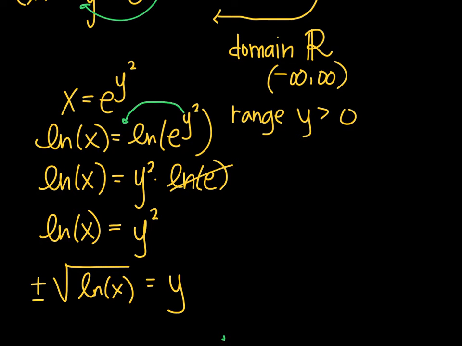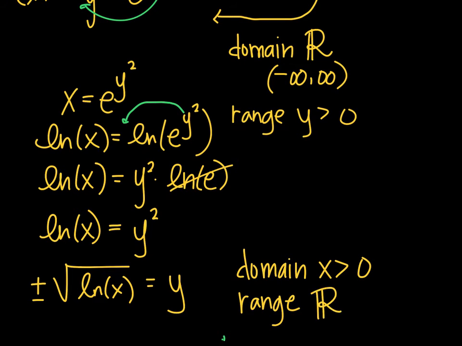And we switch our domain and our range. And so the domain of this would be what the range used to be. So x greater than 0. And the range would be what the domain used to be, which would be all real numbers. Any questions about inverses?